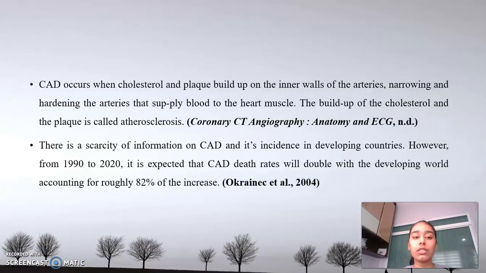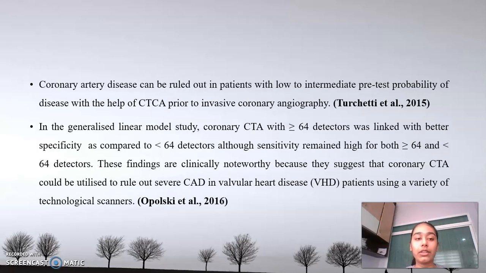Okay, so CAD occurs when cholesterol and plaque build up on the inner walls of the arteries, narrowing and hardening the arteries that supply blood to the heart muscle. The buildup of the cholesterol and the plaque is called arteriosclerosis. There is a scarcity of information on CAD, which is coronary artery disease, and its incidence in developing countries. However, from 1990 to 2020, it is expected that CAD death rates will double in the developing world, accounting for an increase of 82%.